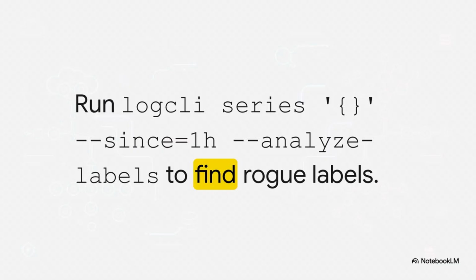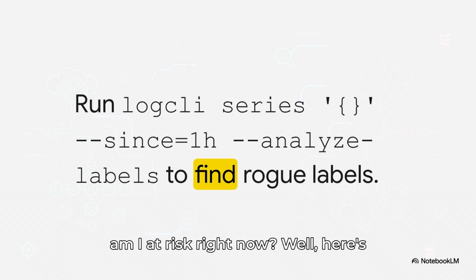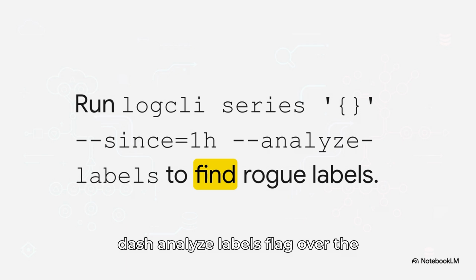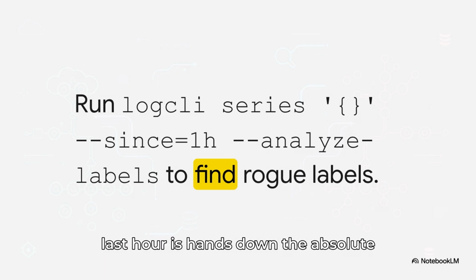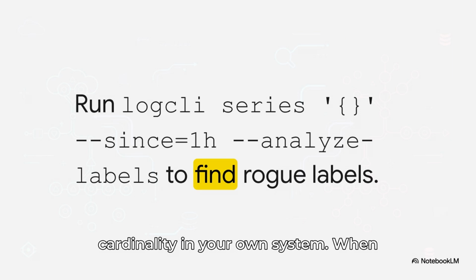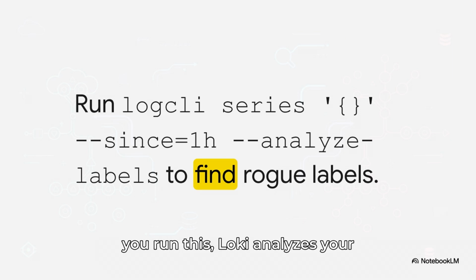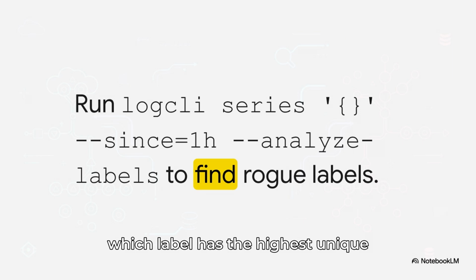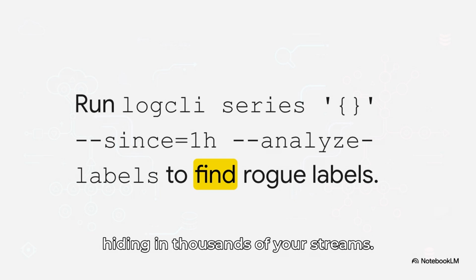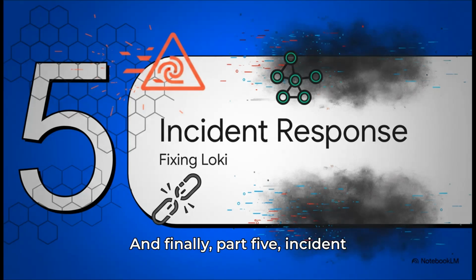All right, part 4, checking your cardinality. You might be wondering, am I at risk right now? Well, here's how you find out. Running the logcli series command with the --analyze-labels flag over the last hour is hands down the absolute fastest way to debug high cardinality in your own system. When you run this, Loki analyzes your streams and points out precisely which label has the highest unique value count. It's a game changer of a tool for figuring out if a rogue request ID is secretly hiding in thousands of your streams.